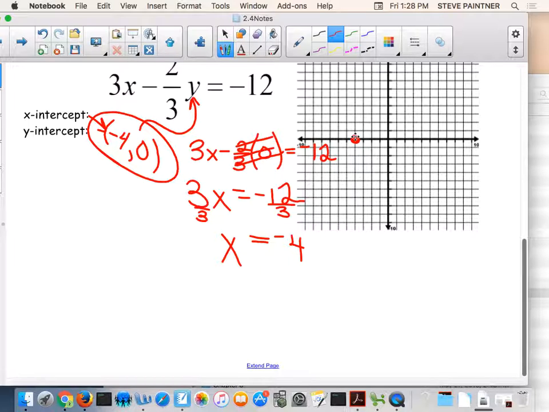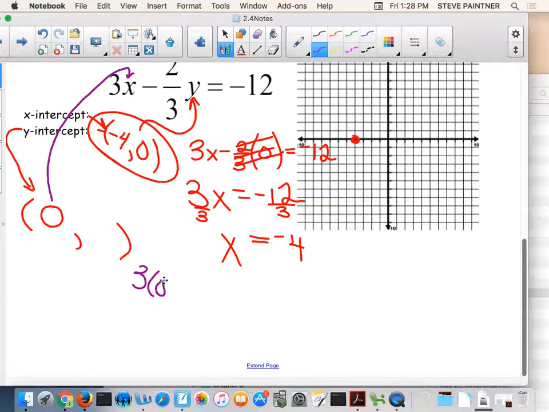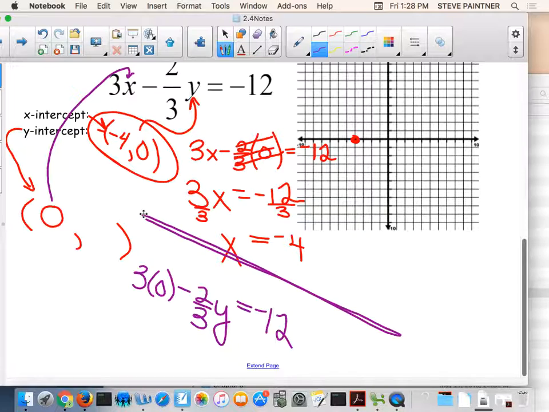All right, what am I missing? I'm missing this one, the y-intercept. What's so special about the y-intercept? Every x value is 0. Every time you do it. This is always going to be 0. So, change your colors. Let's do this. Put it in for x right here. So that would be 3 times 0 minus 2/3 y equals negative 12.